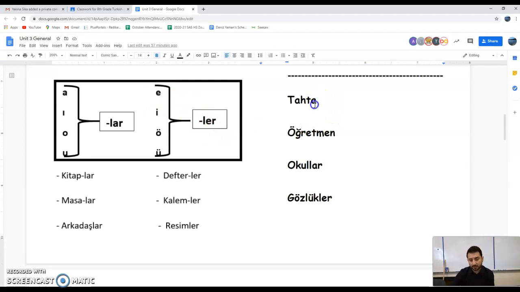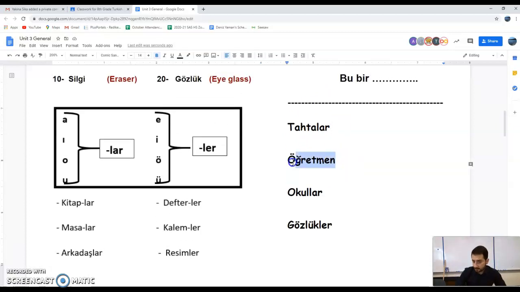So let's do this together. Tahta, for example, board. So how am I going to say boards? So I'm going to look at the last vowel again. Tahta ends with a sound right here, right? So I have to add lar: tahtalar, right? So now it means boards.